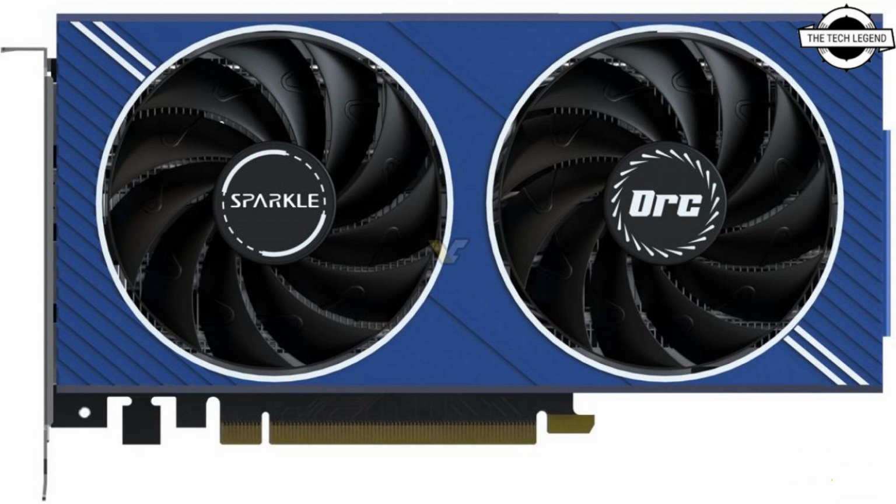and 96 ROPs. And friend, you get 8GB of 16Gbps GDDR6 memory across a 256-bit memory bus, yielding a segment-best 512GB/s memory bandwidth.